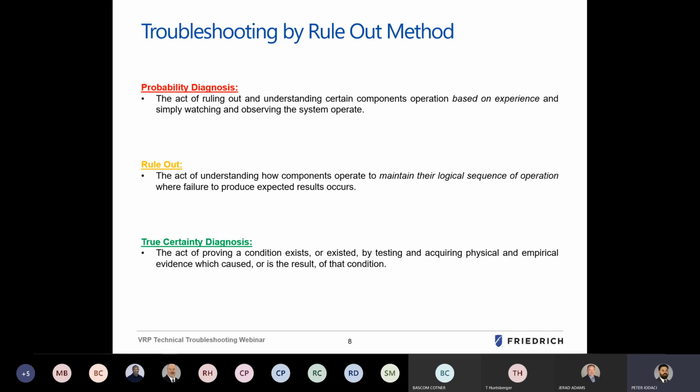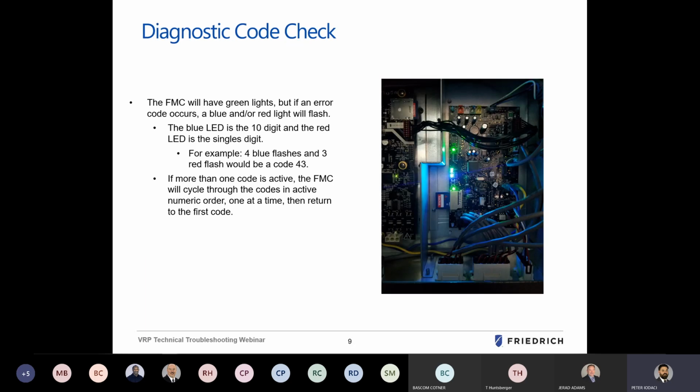So let's start to take a look at a couple of examples. One of the things a VRP is going to do is that if it can't operate or it can't run for any reason, it's most probably going to flash you an error code. So the error codes are located on the FMC board. It's the board that's all the way in the right inside the electrical compartment. Notably has 3 green LEDs that are inside the center of the board right above the SD card.